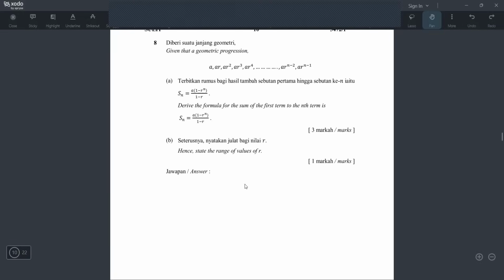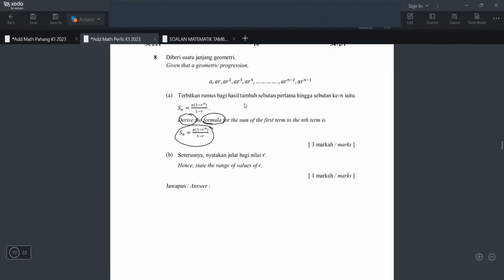And then I also want to show you something else, which is question number 8. This is also the Perlis paper. They ask you to derive a formula, but this one is obviously another formula. This one they want you to prove this Sn formula. So what I'm trying to tell you now is this type of question where they ask you to derive a formula is really famous in this year and last year also, in trial 2022 and 2023. So this is one of the trending questions in the trial papers.